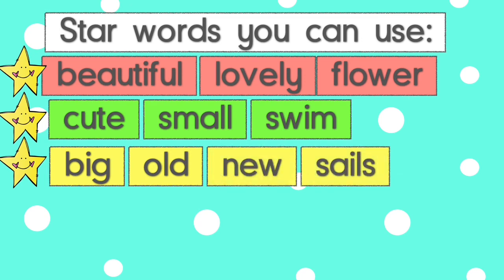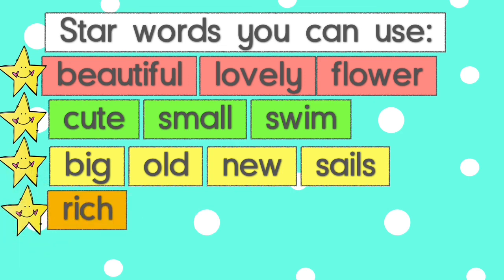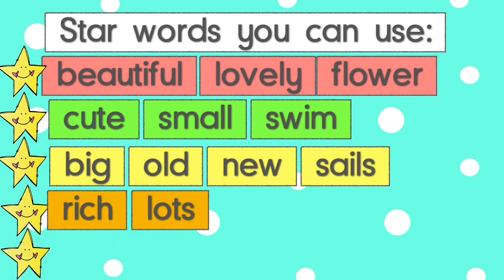Ship sails across the sea. So there's quite a few star words that you could use there. You could say big new ship sails across the sea. And when you're using cash, you can say, oh, the rich man has lots of cash in his bags. Or I see lots of cash. I will be rich. And then you can say, oh, that is a bad crash. Or the old car had a crash. Or the new car had a crash.